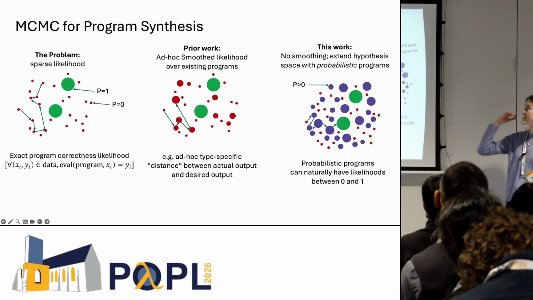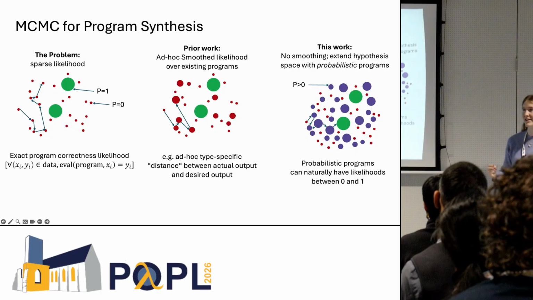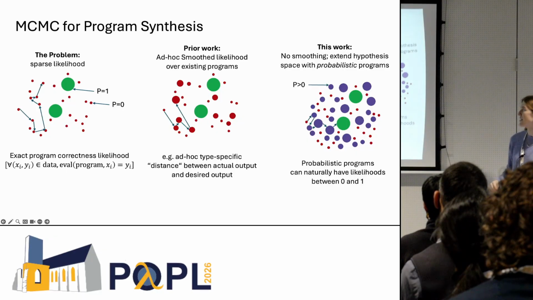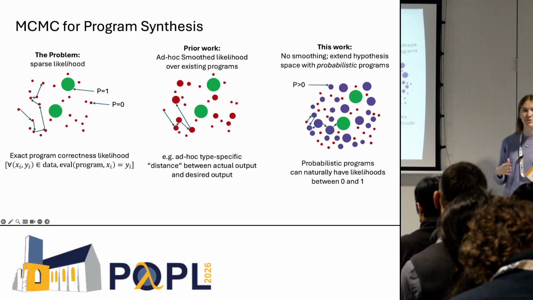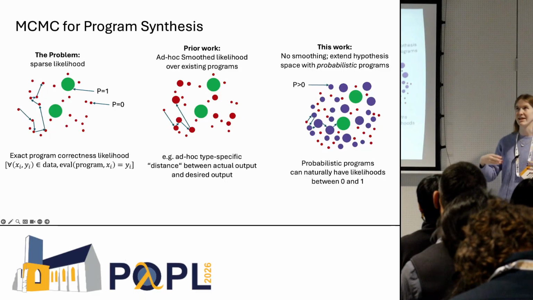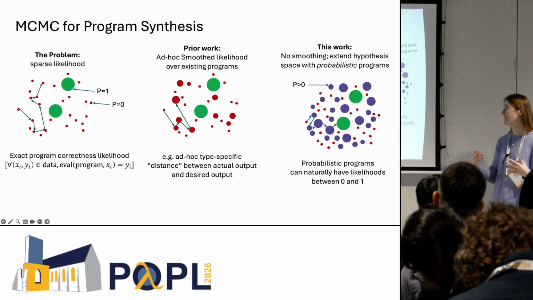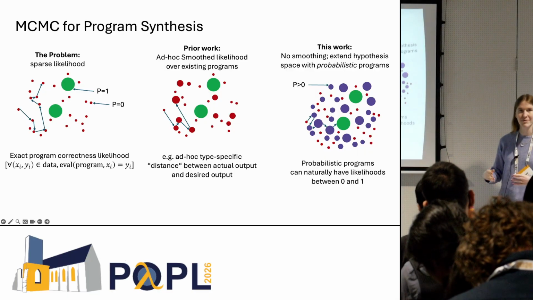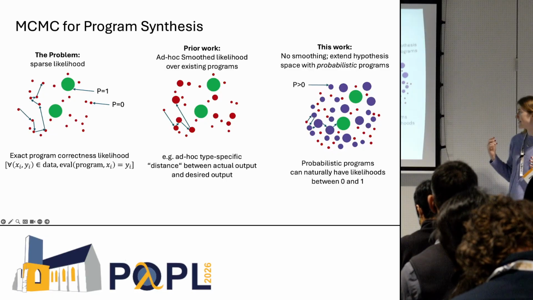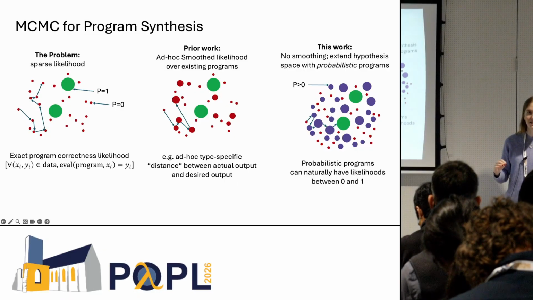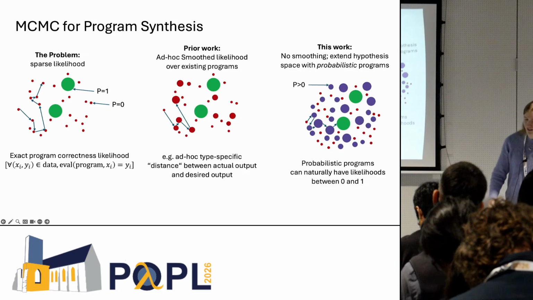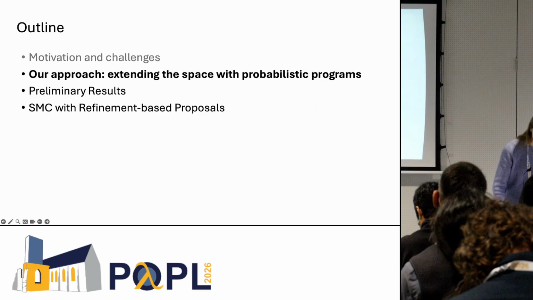We're going to extend the hypothesis space to include probabilistic programs in addition to deterministic ones. So we aren't reweighting any of the deterministic ones. We're just adding these probabilistic programs that can naturally have probabilities between 0 and 1 because they can have some probability of producing the output. And the goal is that these are going to make our space a bit more well-connected and help us on our way to finding these deterministic programs.